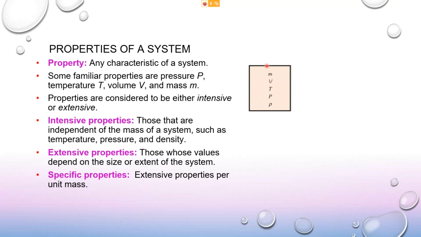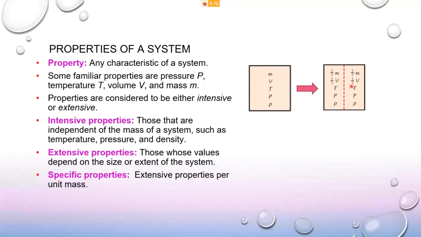So let's say, for example, you have a system with a mass m, volume, temperature, pressure, and density. When you refer to mass, when you split the system into half, the mass also will be split into half and half. Volume as well. But the temperature, pressure, and density do not depend on whether you are referring to the full size or the half size of the system. So mass and volume, they are the intensive property. Temperature, pressure, density, they are the extensive properties.